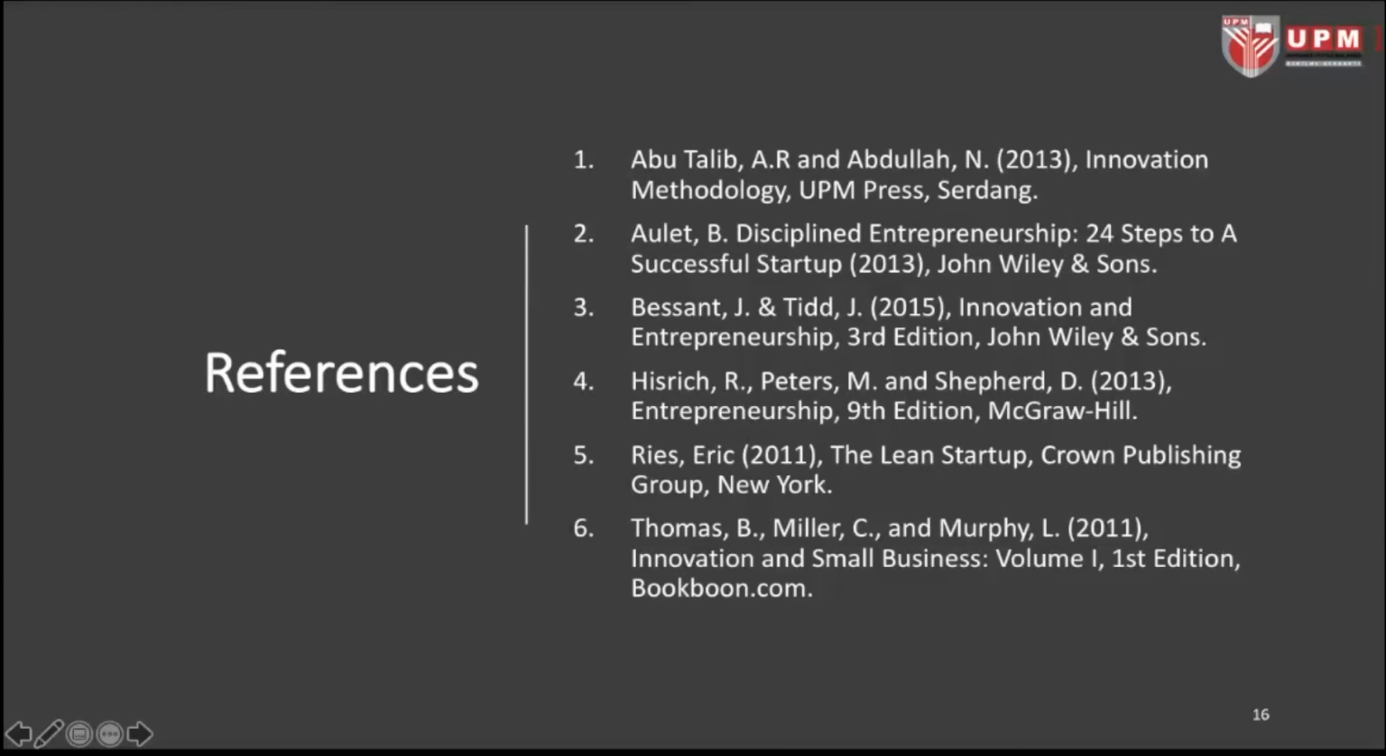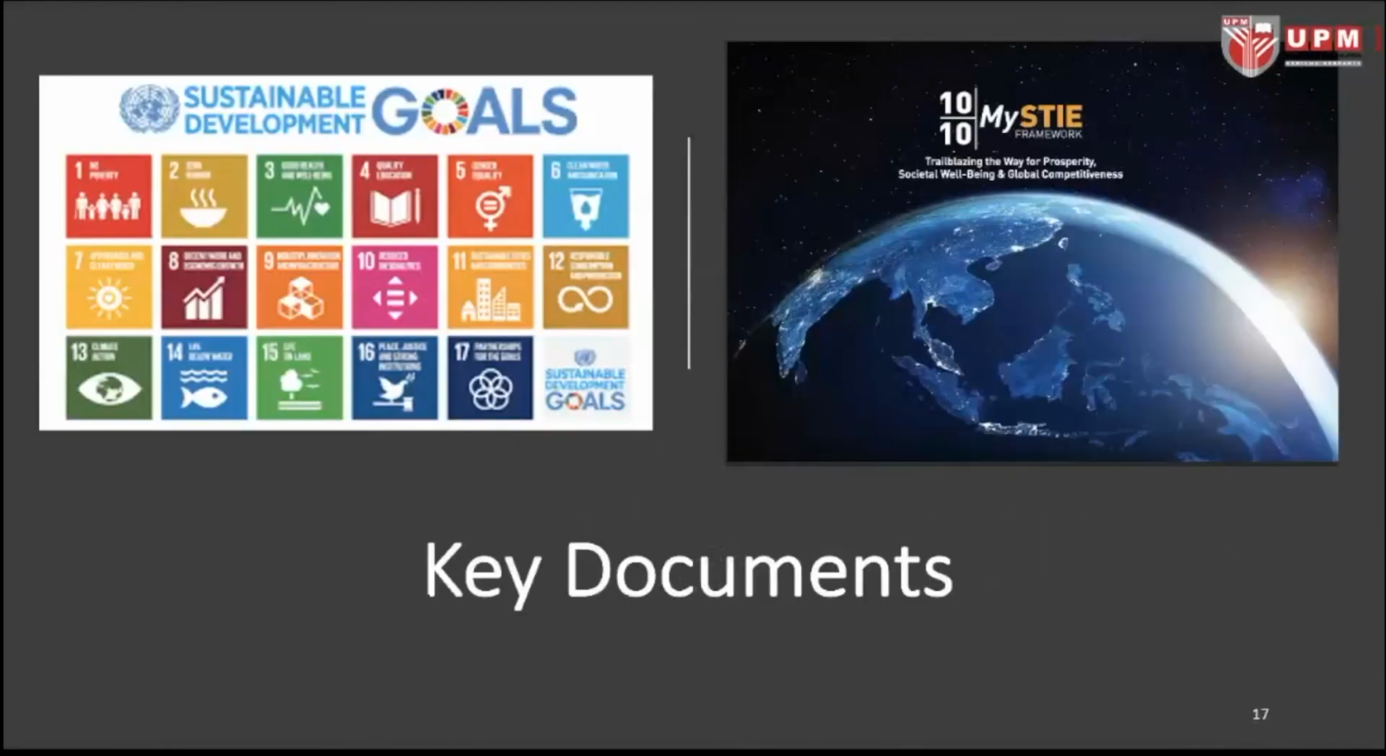And then the rest of the books and references, okay, from OLED, Discipline Entrepreneurship, Best and Antiques, Innovation and Entrepreneurship, Hisrich, Peter and Shepard, Rees, Eric, as well as Thomas, Miller and Murphy. These are other references that you can refer to. At the same time, you can always refer to other sources that are available, right?